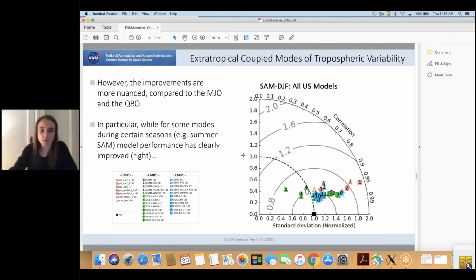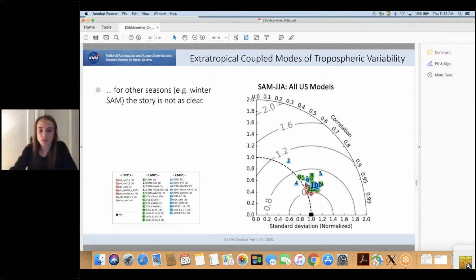However, if you look at the SAM during winter, so during June, July, August, you can see that the story is actually quite a bit more complicated than that. And if anything, there may be some indication that the CMIP6 versions are actually exhibiting somewhat degraded performance, again, by comparing the red to the blue.